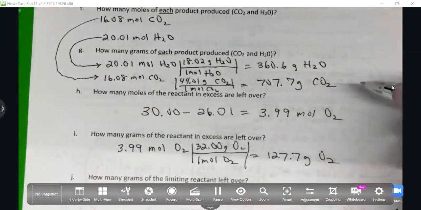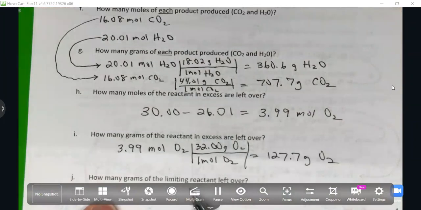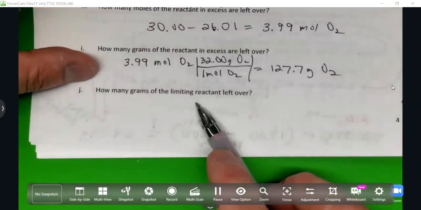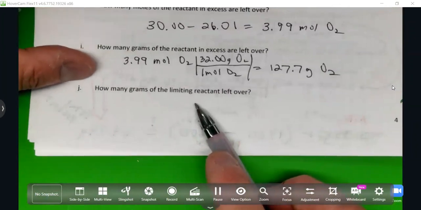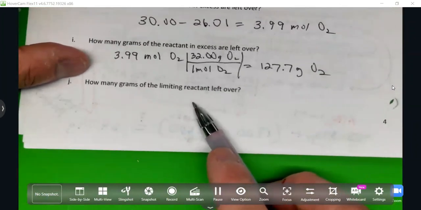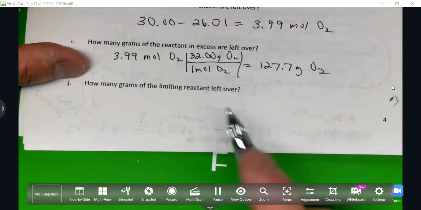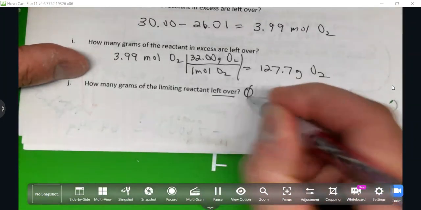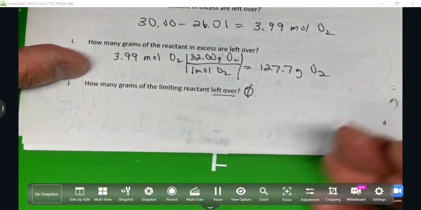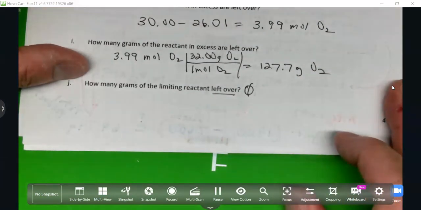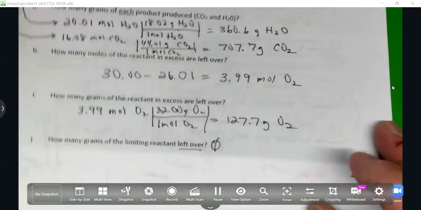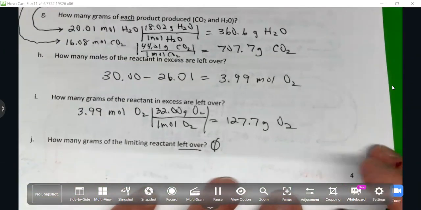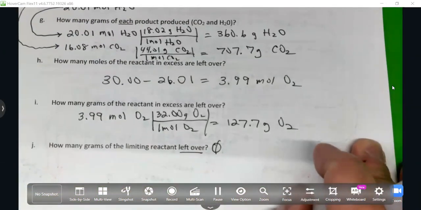First of all, what is the answer to the last question? I have students calculate this for 10 minutes. And the answer is how many grams of the limiting reactant left over? It has to be 0, right? It's the limiting one, so there's no limiting reactant left over. So let's see if this works out perfectly like before.